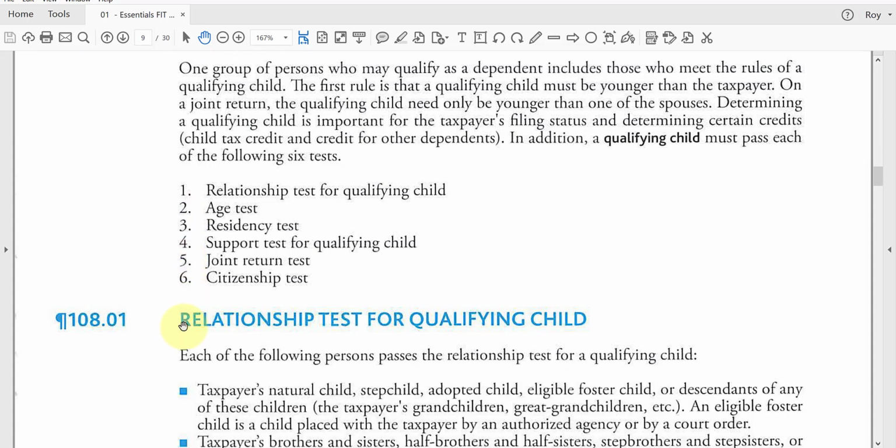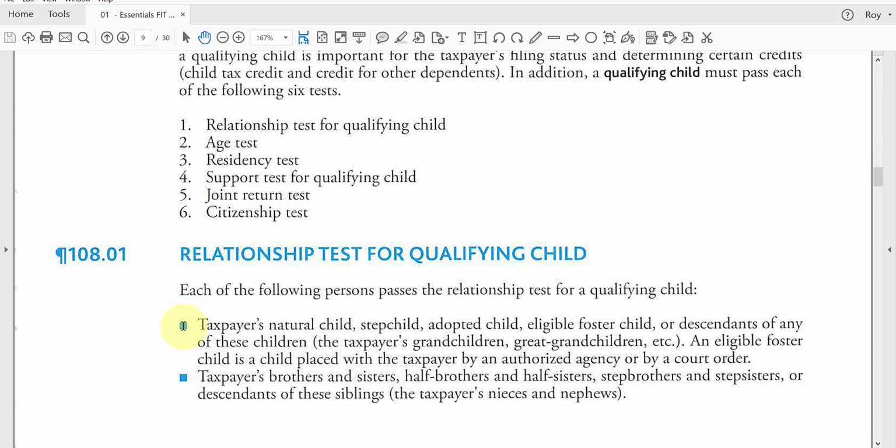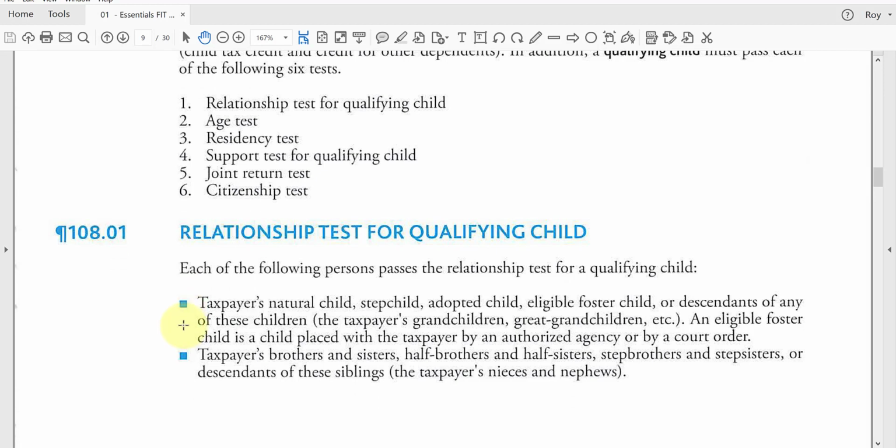The first one is that the qualifying child has to be related to the taxpayer. And it's not just necessarily son or daughter, but here you can see other close relationships as a child to the taxpayer, including grandkids, grandchildren to the taxpayer. Even younger brothers or sisters of the taxpayer may be eligible for this relationship. Even nieces and nephews of the taxpayer meet this relationship test for being a qualifying child.